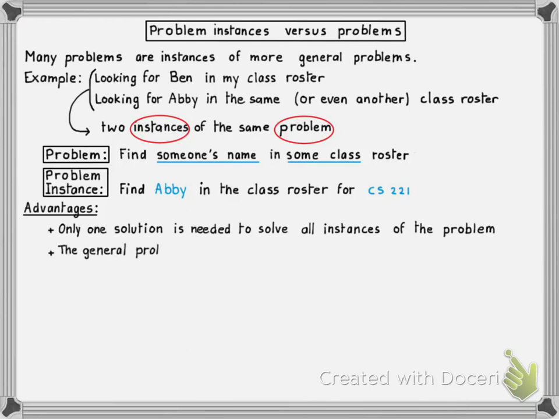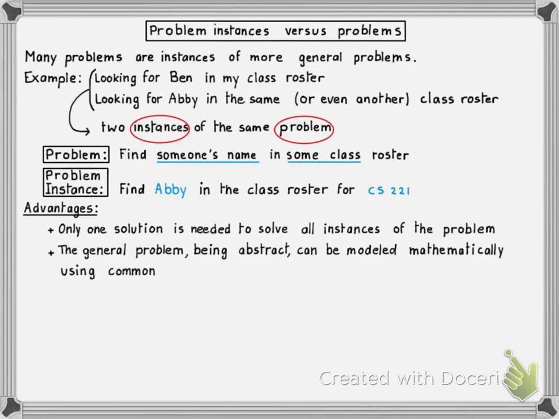A second advantage is that the general problem is more general by definition. It's more abstract. And therefore, it can more easily be modeled mathematically, which means we can use some common known discrete structures to solve it. And that's a big advantage because that way we don't have to define our own structures. We can reuse some well-known structures that are useful in many different problems.